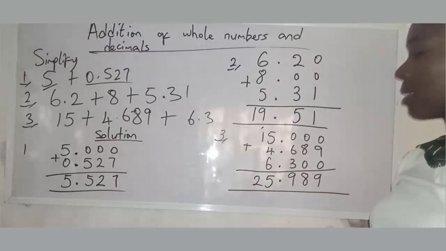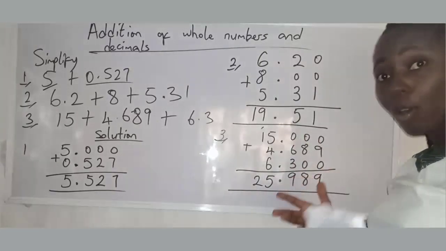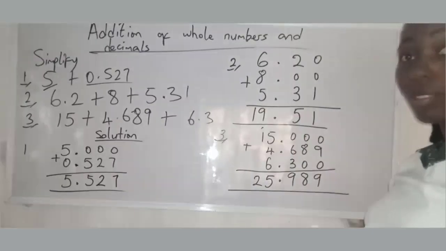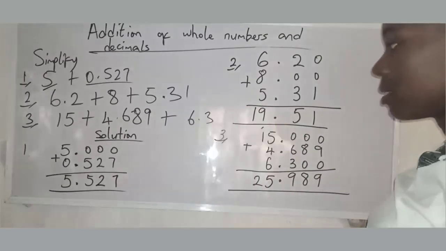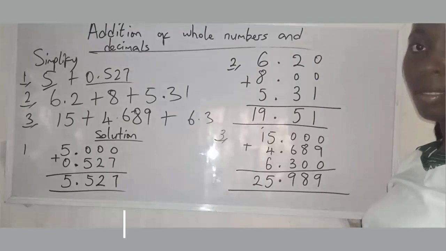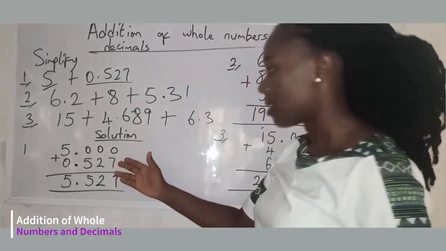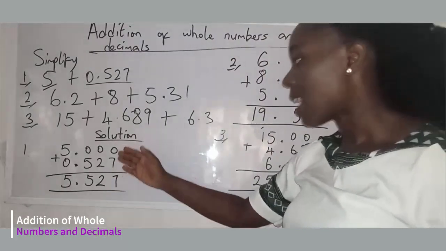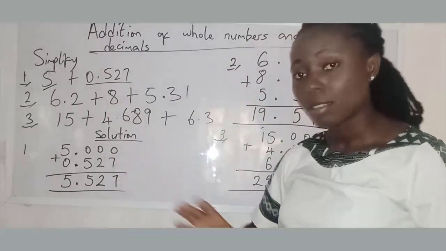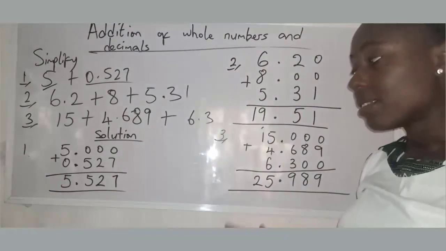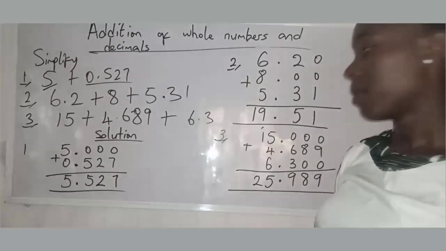Now someone will ask, where did the zeros come from? Why did you just put zeros? 0 is the same as nothing. Look at this place. This is 7. And when I add 0 to it, it doesn't change it. It is still 7.